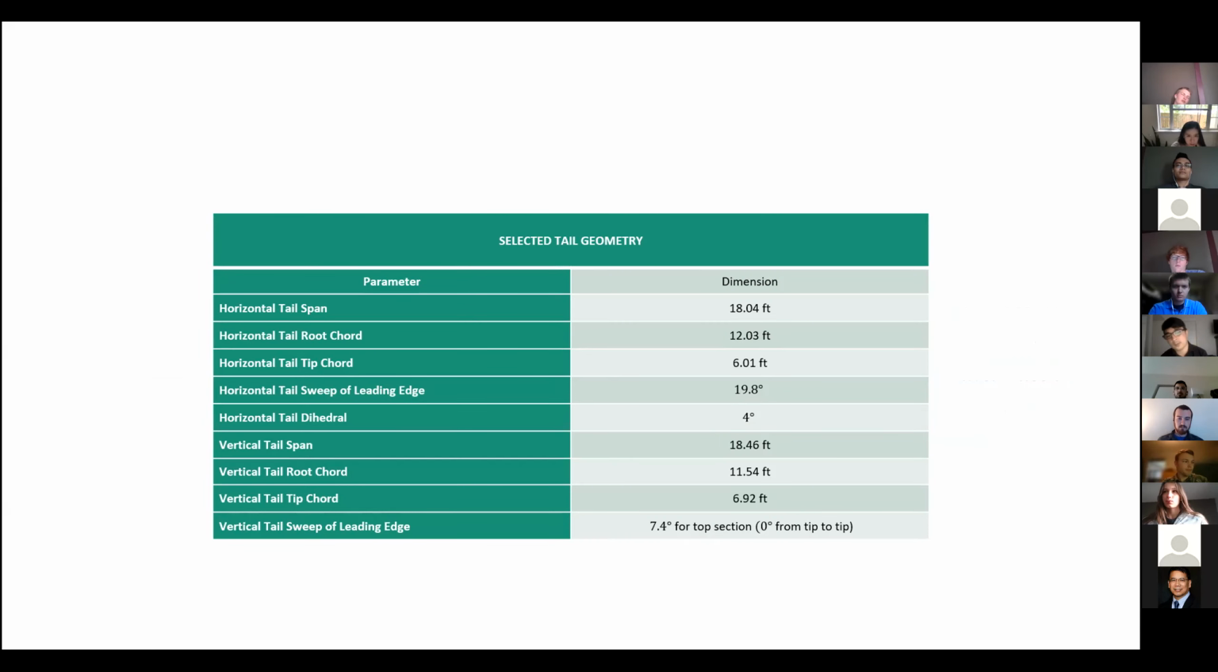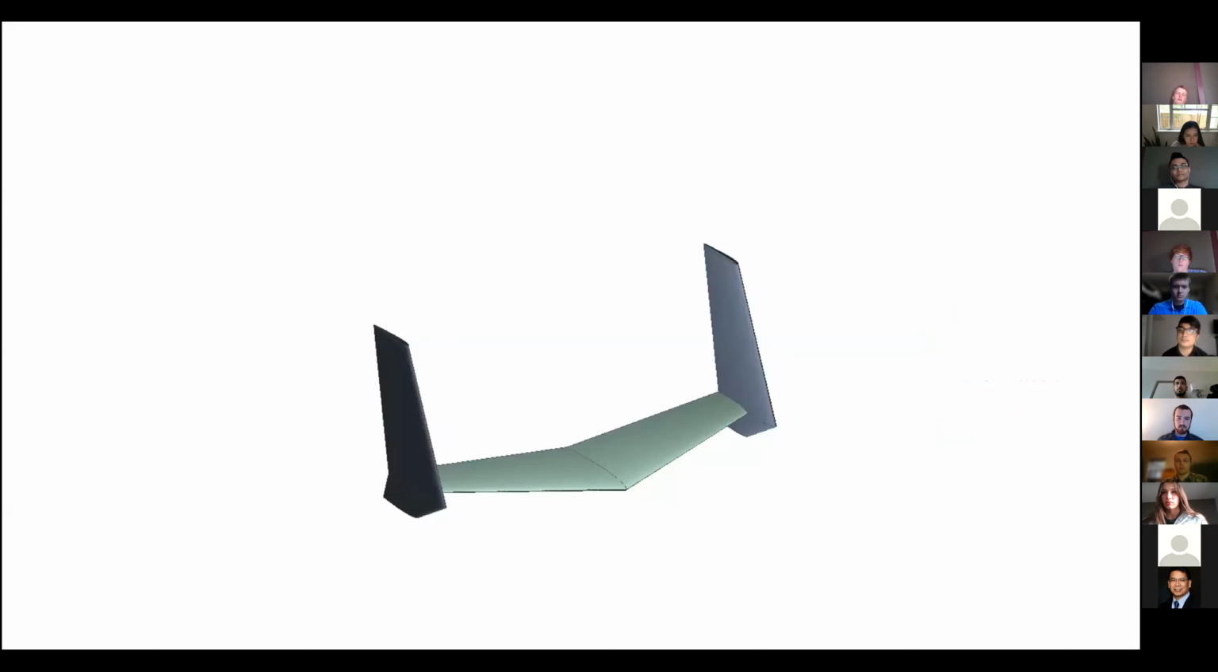This table lists all the dimensions of the tail used on the aircraft, just converted to total feet as opposed to fractions of chord and span. This is just a 3D model showing the fully assembled H tail with the horizontal stabilizer in green and the vertical stabilizers in gray.